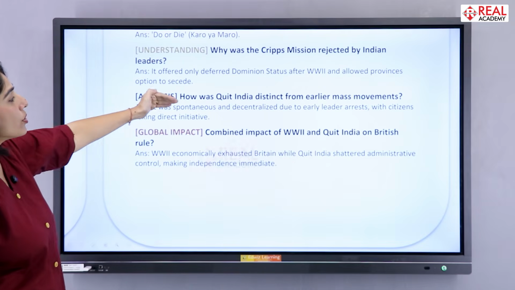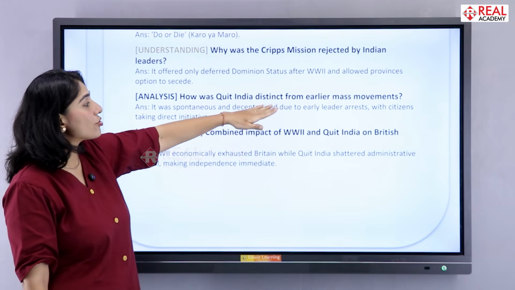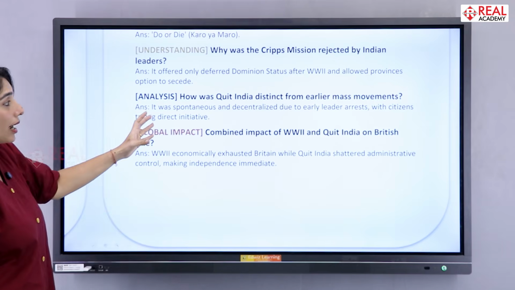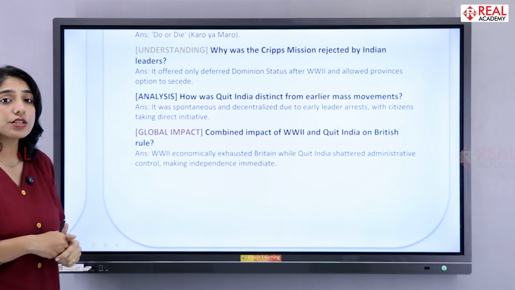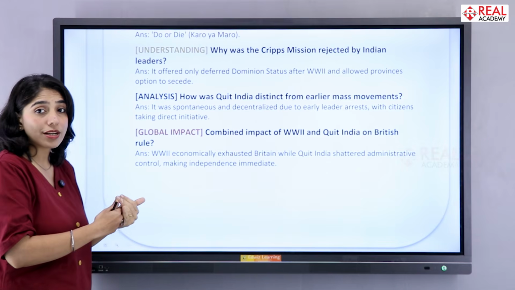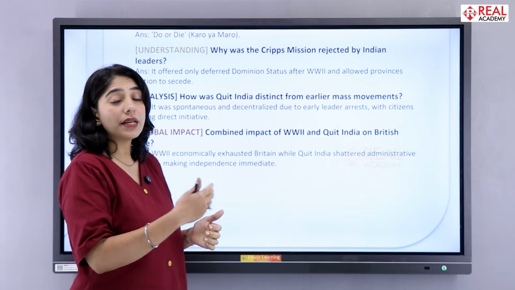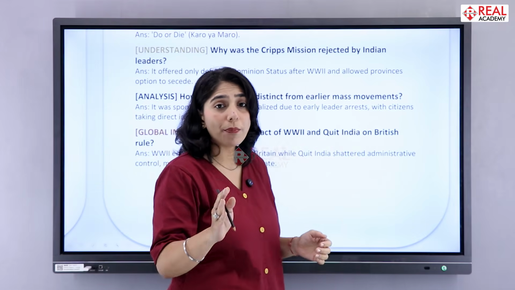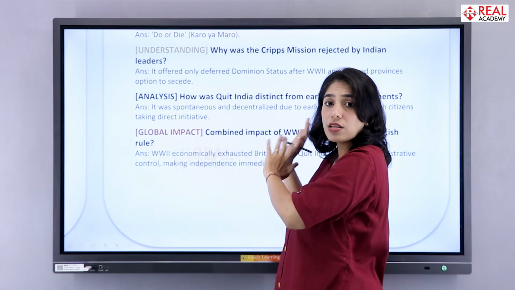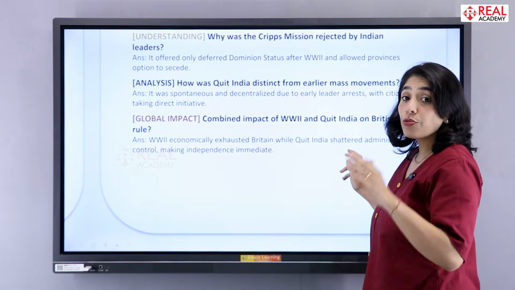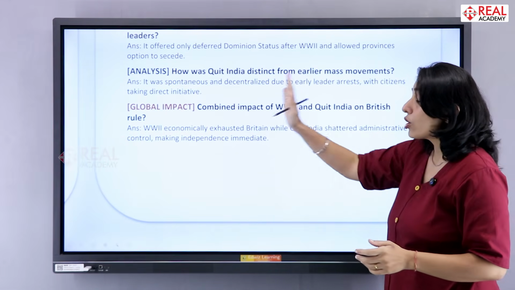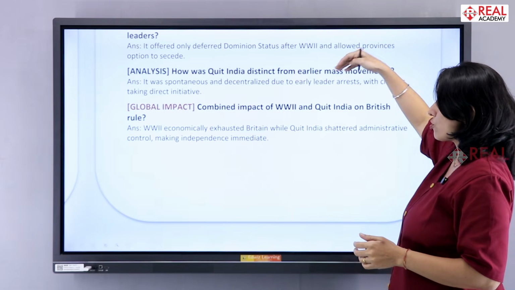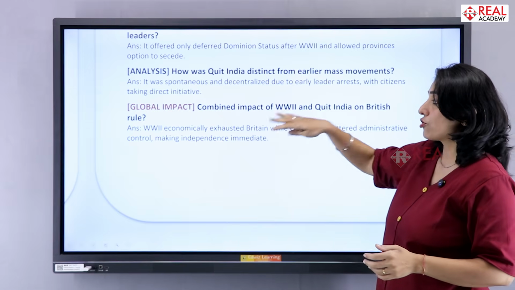For example, how was Quit India distinct from earlier mass movements? So what are we talking about with earlier mass movements? We're talking about the non-cooperation and civil disobedience movements here. So you are supposed to understand those movements. Those movements are not going to be mentioned here. So this is how you analyze that. Next, the global impact of it, where you combine the impact of World War II and Quit India on British rule.